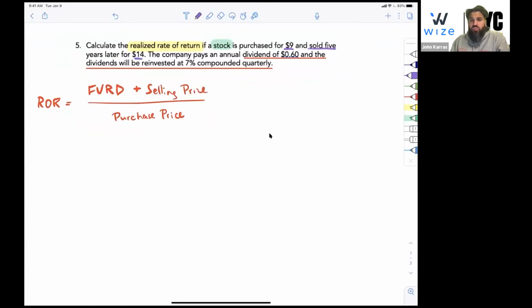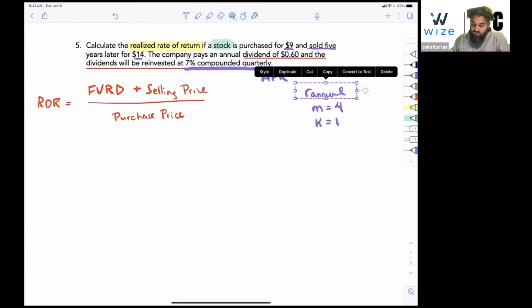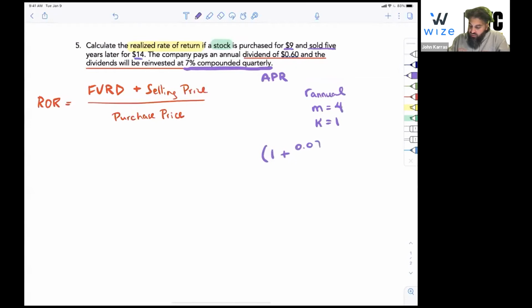You all said different things, but 3 of you said, let's deal with the interest rate first. Good. Because this here is an APR. Very good. We need an annual rate. They said the compounding was quarterly, but the dividends are annual. So before doing anything, let's do that: (1 plus the APR over m) to the m over k, minus 1.